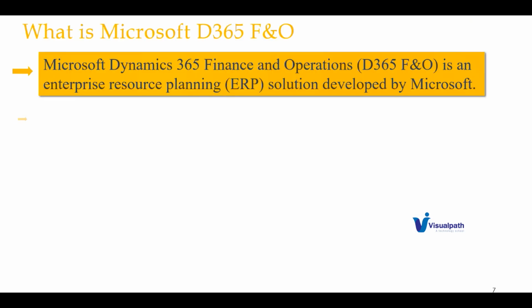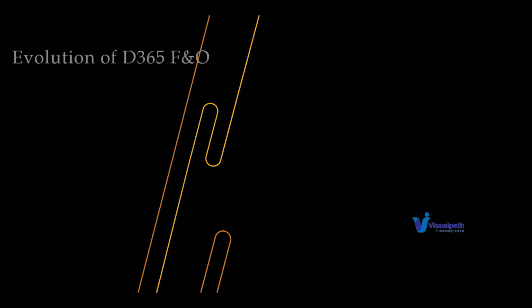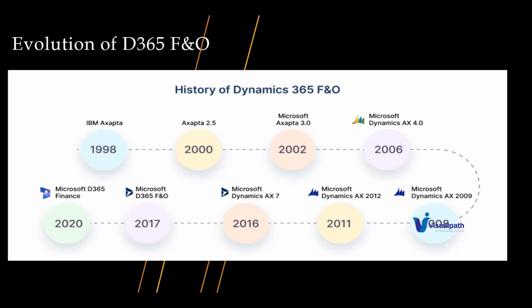Actually, it's a good question. So, out of the box, I can explain to you. Over the period of time, there was an evolution of Dynamics 365 also. It all started in 1998. If you see this particular slide, it was IBM Axapta at this particular time. Then after that it became Axapta 2.5. Then Microsoft took it and developed a version called Axapta 3.0.